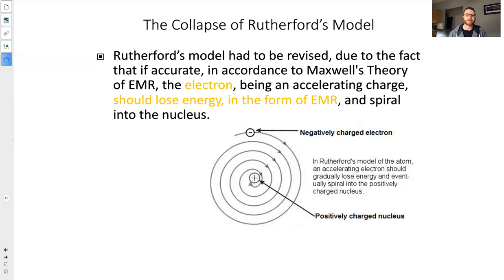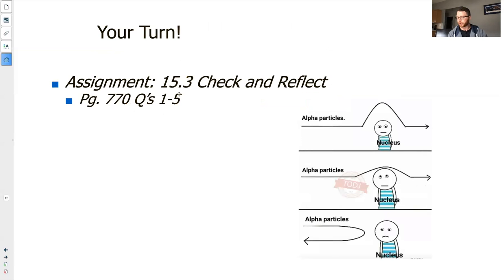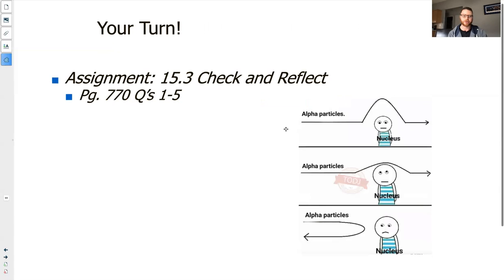As it continues to orbit, it should lose energy, and that energy would be emitted in the form of EMR. And as that electron continued to lose energy, it would spiral closer and closer towards the nucleus. We know this is not the case. And as we will talk about in the next lesson, the Bohr model will have our electrons at specific energy levels.